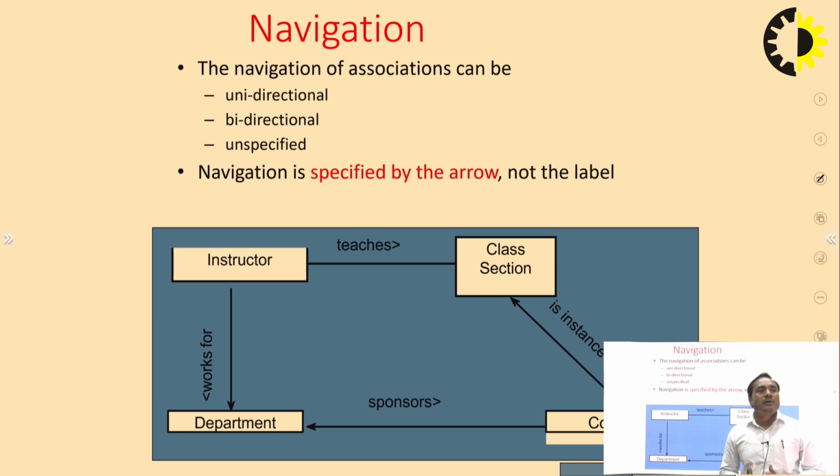So in this diagram we can show unidirectional, bidirectional or unspecified. Unidirectional means we are showing one direction, bidirectional means we are showing both directions, and unspecified means there is no direction. In this diagram, this one is unspecified, and these are unidirectional. So it is clearly indicating that we can show unidirectional, bidirectional and unspecified direction. So navigation is specified by the arrow, not the label.